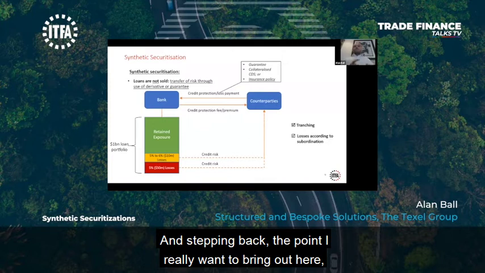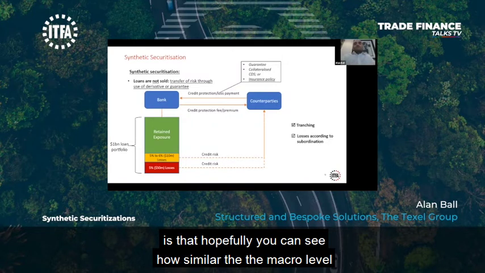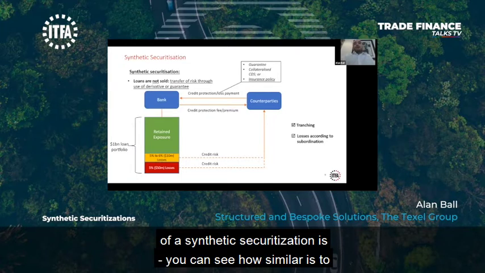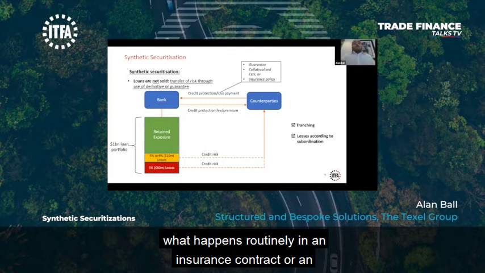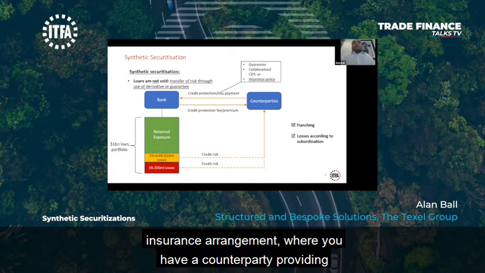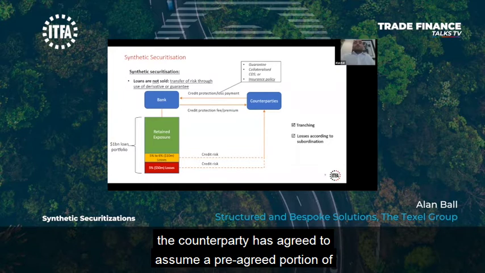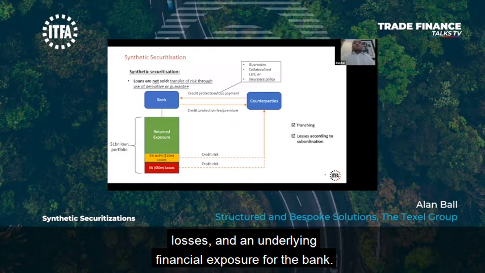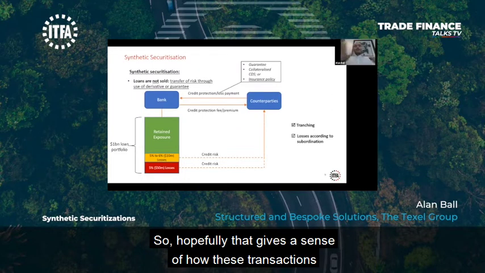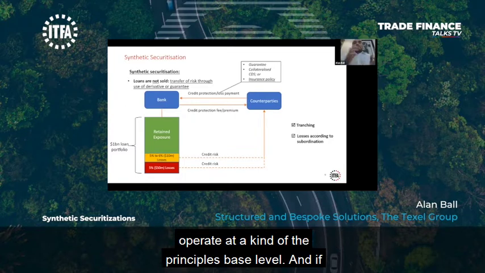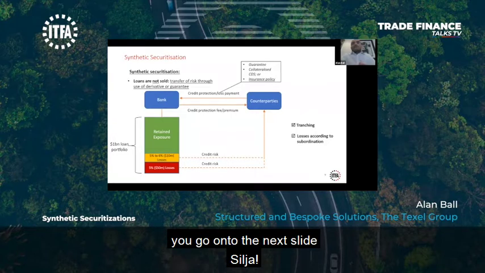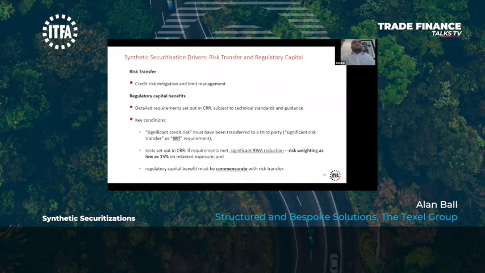And stepping back, the point I really want to bring out here is hopefully you see how similar what happens at the macro level in a synthetic securitization is to what happens routinely in an insurance contract or an insurance arrangement. You have a counterparty providing credit protection. Under the terms of that credit protection, the counterparty has agreed to assume a pre-agreed portion of losses on an underlying financial exposure for the bank. So hopefully that gives a sense of how these transactions operate at the principles-based level. And if you go on to the next slide, Celia.